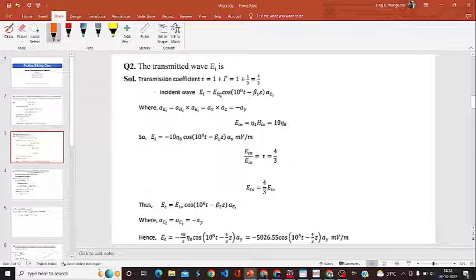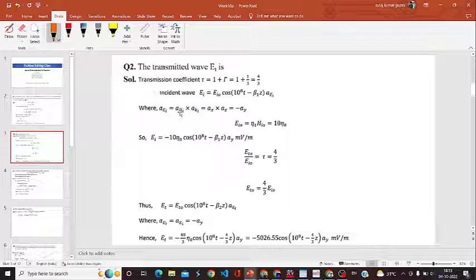Okay, so those are the two quantities we have to find out. For finding the direction in which the electric field is oriented, we will use this expression: the direction of the electric field is equal to the direction in which the magnetic field is oriented into the direction in which the wave is propagating.